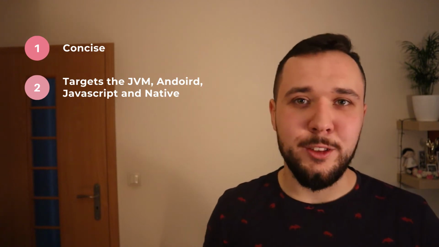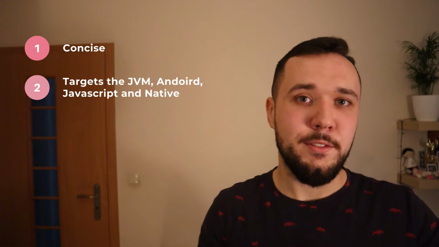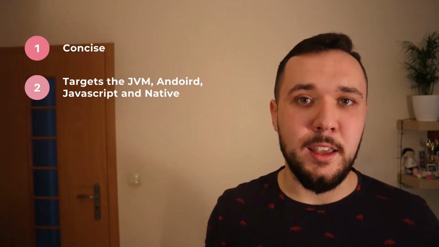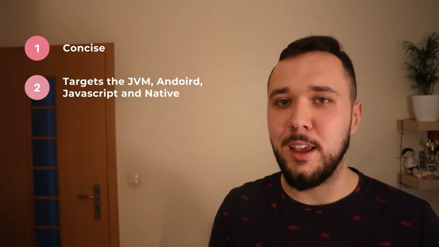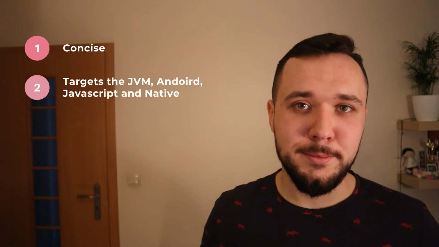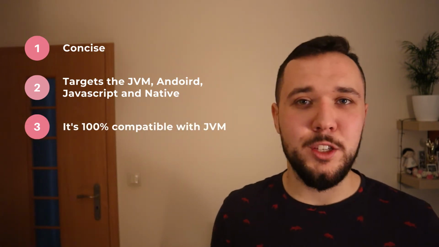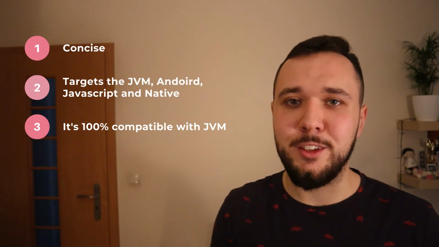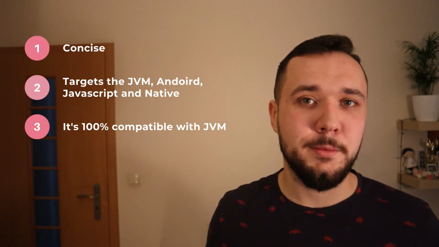We can use Kotlin to create different types of applications, starting from server-side apps, web apps, Android apps, but we can even use Kotlin to write code which will be compiled to native and run directly on the machine without the VM. Number 3. Kotlin is 100% compatible with JVM, which means that it can be used with plenty of already existing frameworks like Spring Boot, for instance.